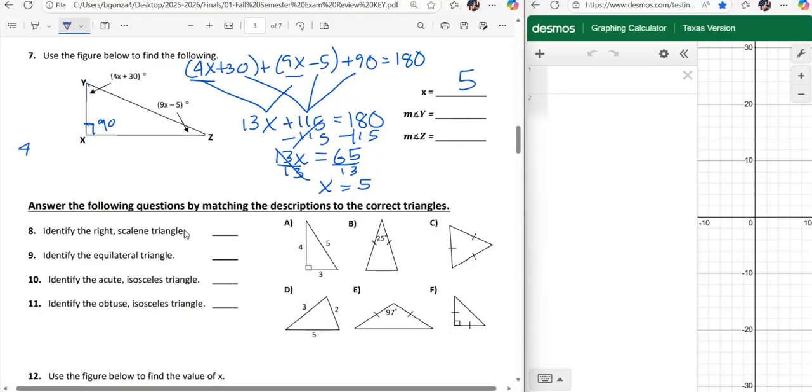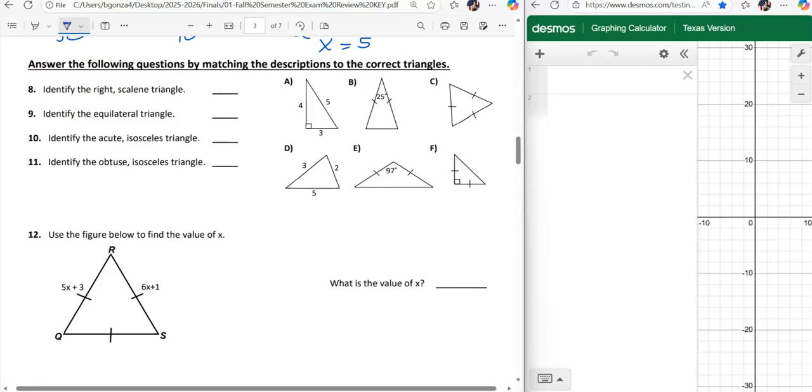You're just going to replace x with 5 for y, and replace x with 5 for z. So 4 times 5 is 20 plus 30. That's 50 degrees. 9 times 5 is 45 minus 5 is 40 degrees. So 50 degrees, 40 degrees. Cool.